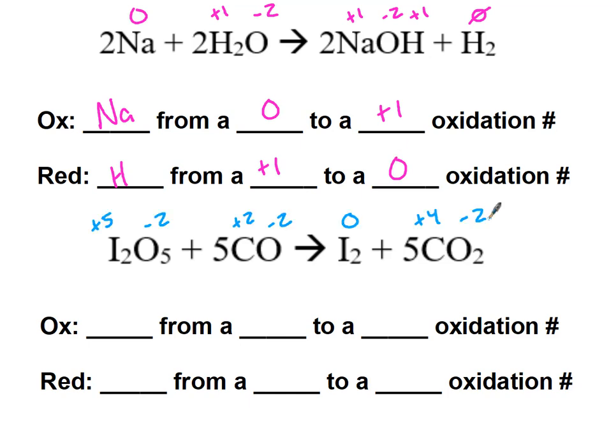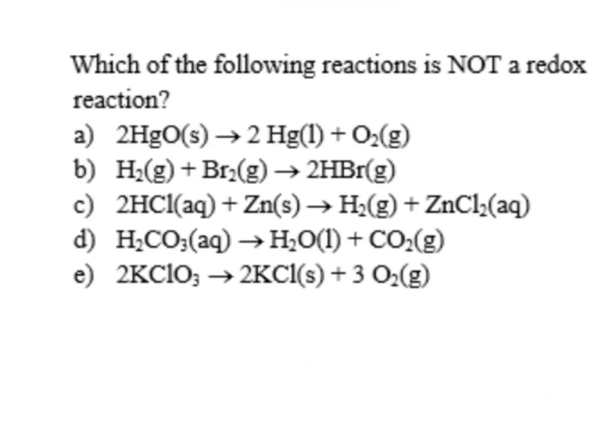For the second one, you should have gotten those oxidation numbers. So carbon went from a +2 to a +4, and iodine went from a +5 to a 0. Go ahead and pause the video and figure out which of these is not a redox reaction. Restart when you're done.